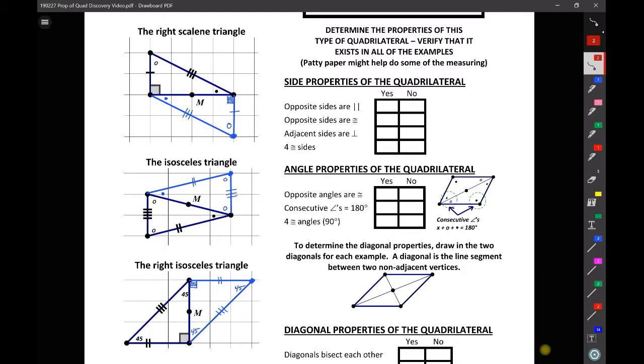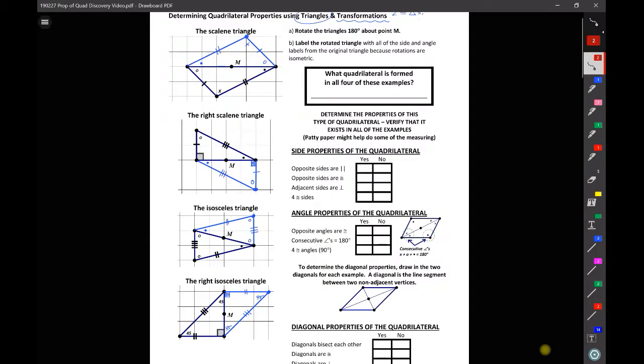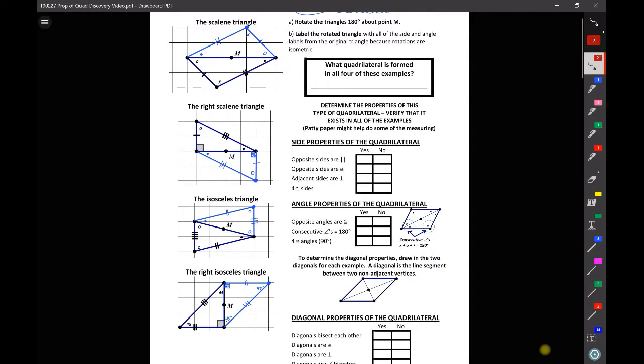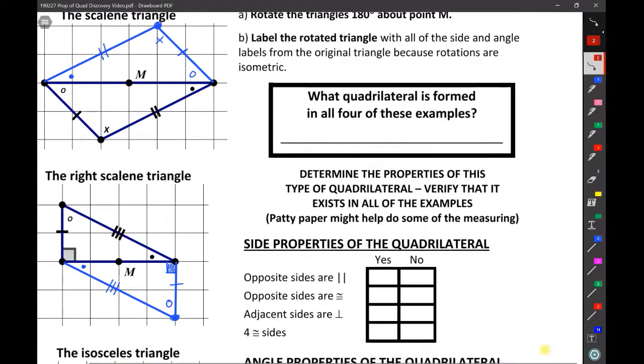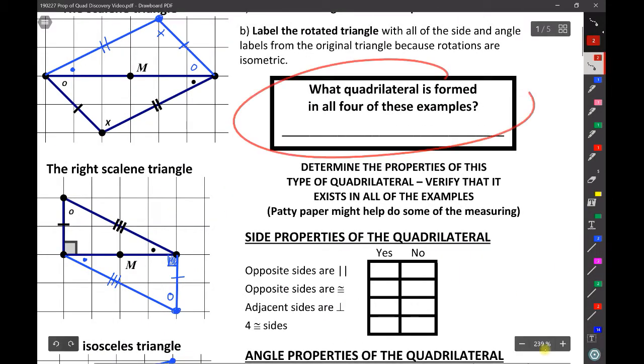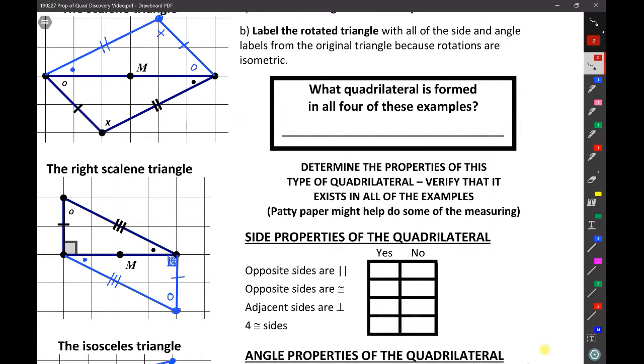Okay, so you've got your 4 rotated triangles on here now that you can see. Now we're going to start talking about the different properties of these quadrilaterals. You can see properties, properties, properties. And we want to evaluate them in terms of sides, angles, and diagonals. And we're going to do this throughout this exploration. So you can see here that one of the first questions is what quadrilateral is formed in all 4 of these examples. We're actually going to come back to this answer at the end. First, we want to do the exploration and see what we can come up with.